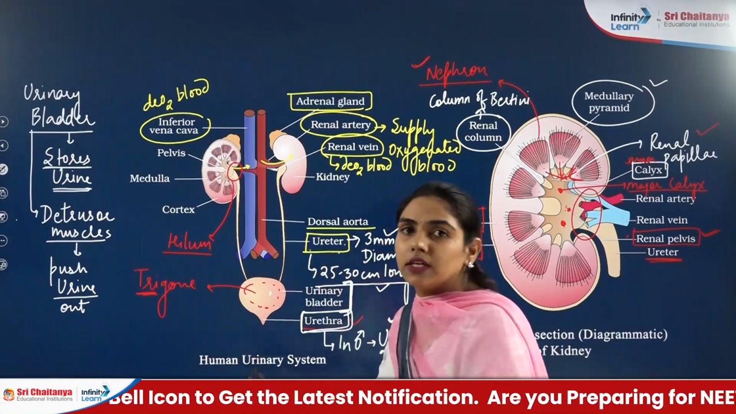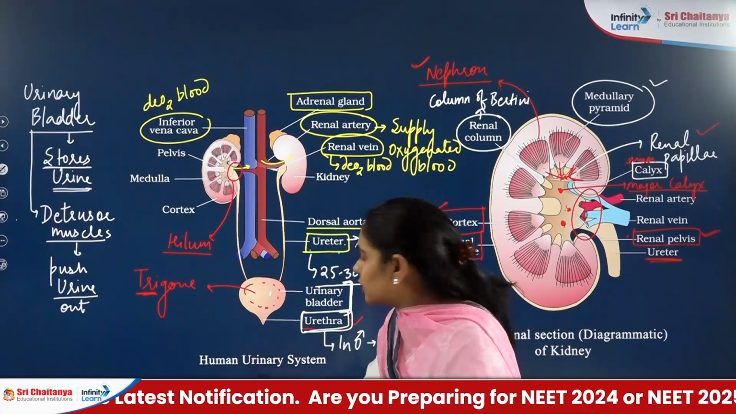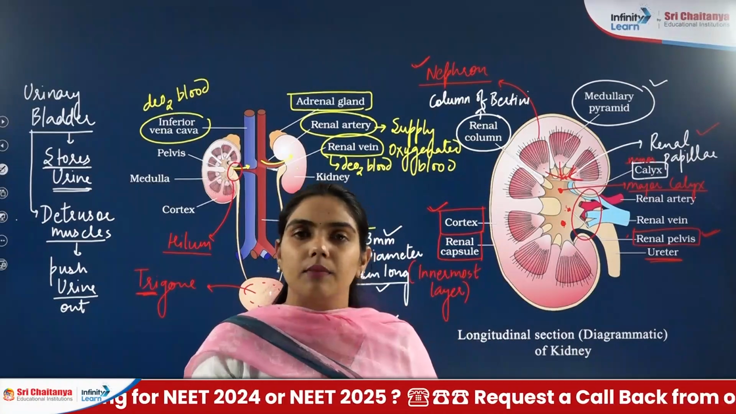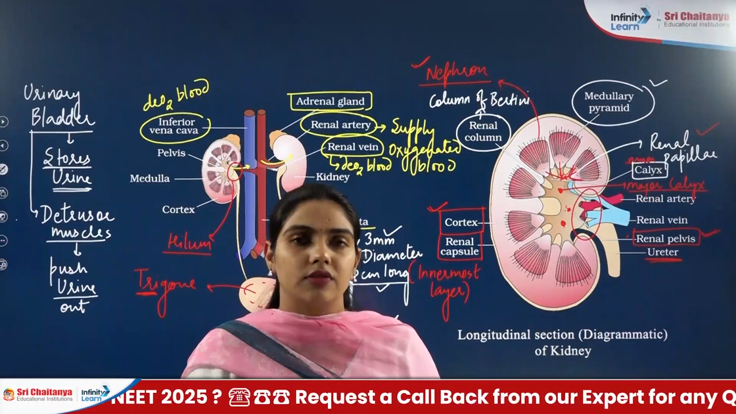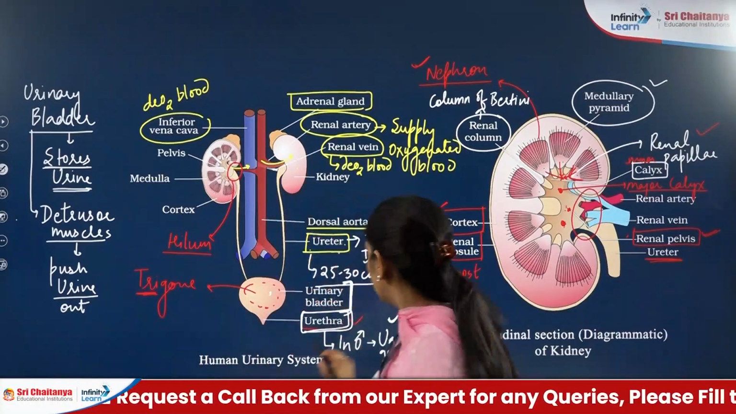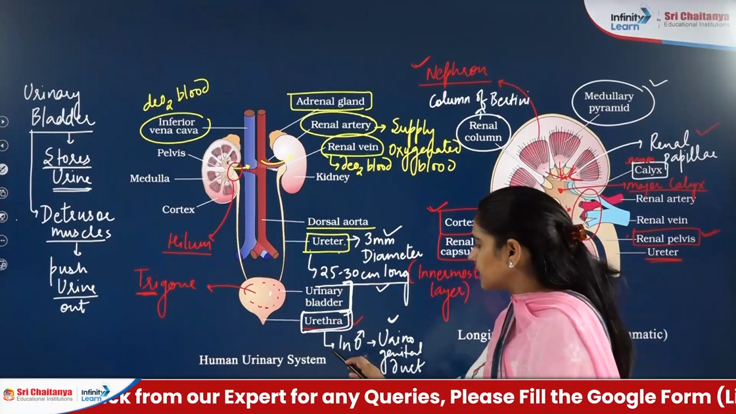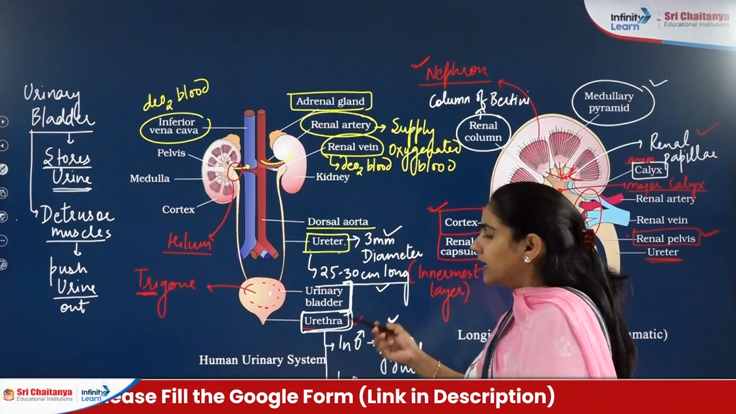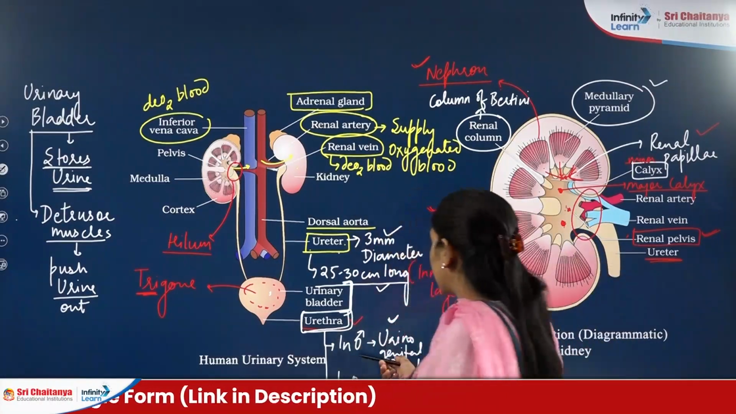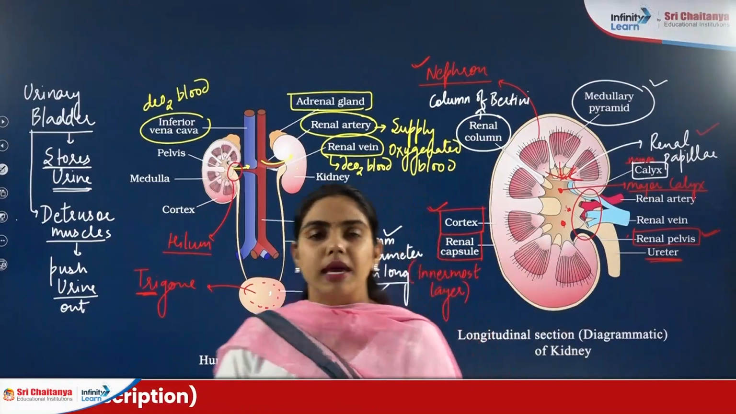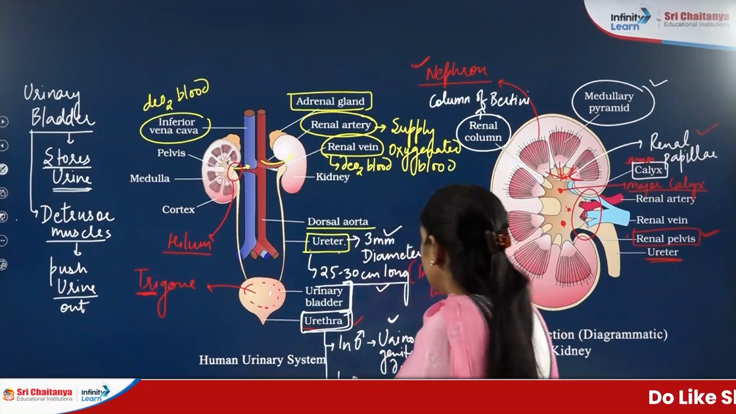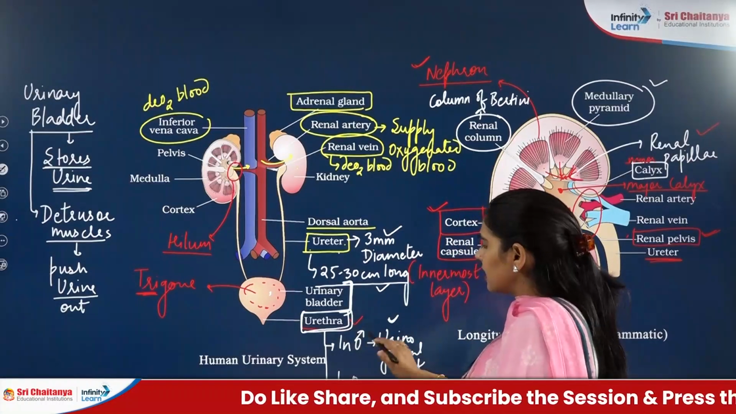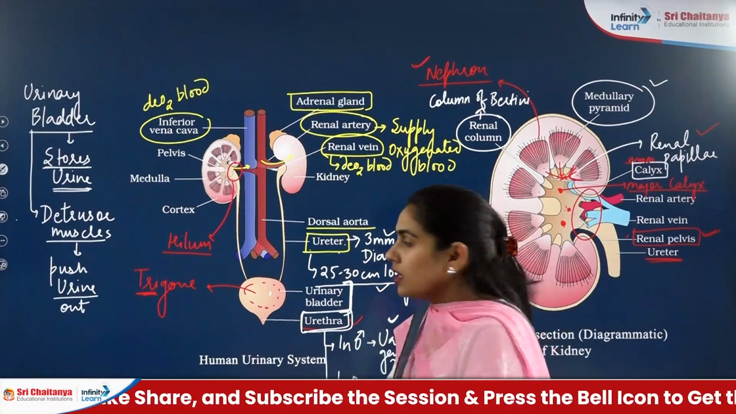It is not the part of the reproductive system in case of females, but urethra is the part of the duct system of the male reproductive system. That is why it is known as urinogenital duct in males. It is longer in males and in females, it is short. It is just 2 to 3 centimeter, whereas in case of males, it is 20 centimeter long. So there are differences in male and female urethra, right?